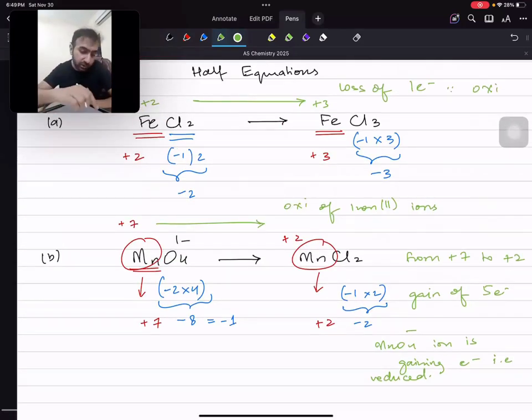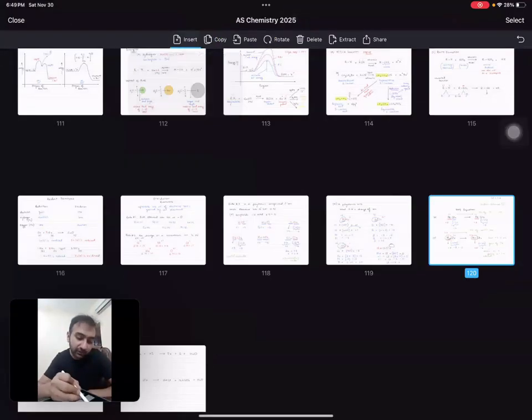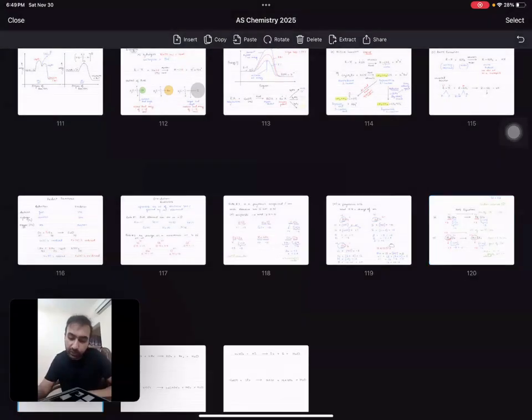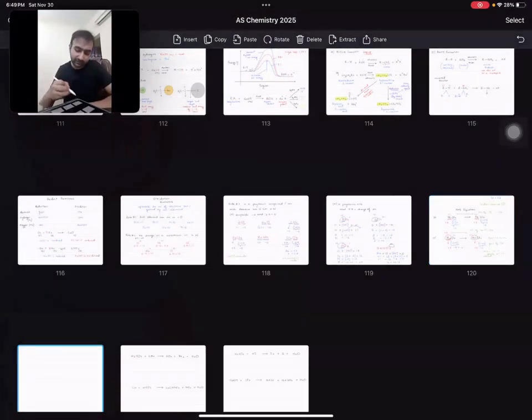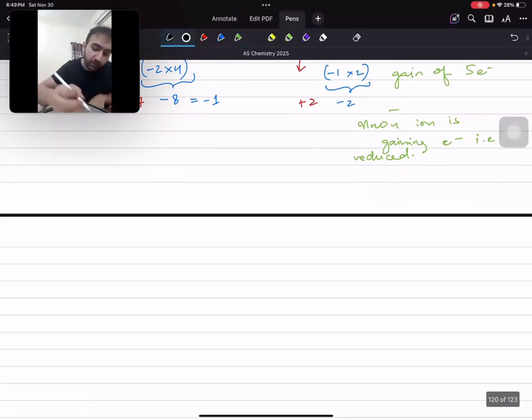Now, we are going to try the same thing that we did last time. We are going to add a page, insert a blank page. Oh, it worked. So now I'm going to be talking about balancing a redox equation.